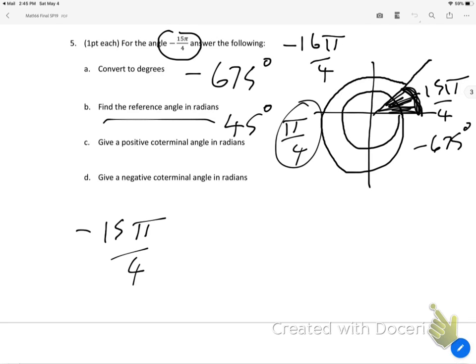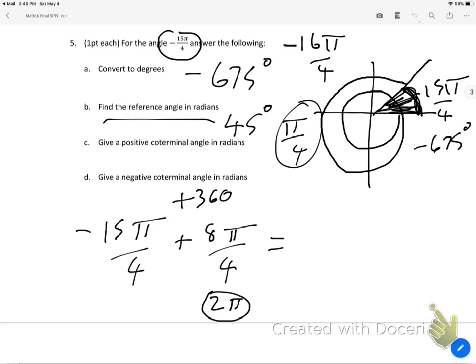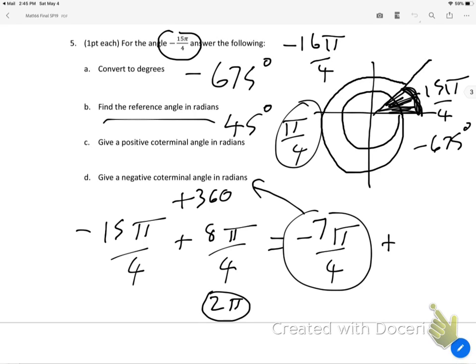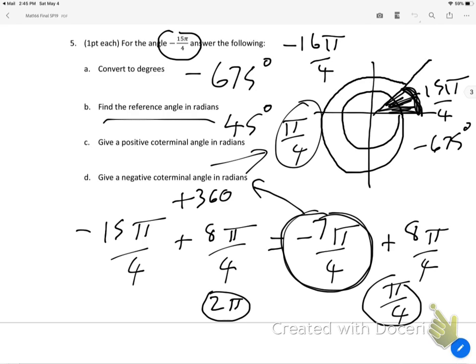Now, if I add 360 degrees, in other words, if I add 8 pi over 4, remember this is 2 pi, that's 360 degrees, that'll get me to negative 7 pi over 4. Well, actually, that right there is a negative coterminal angle. If I add another circle, another 8 pi over 4, can you see that'll get me to pi over 4, or 45 degrees, that I've already got there. So that would be a positive coterminal angle, just like this would be a negative coterminal angle.